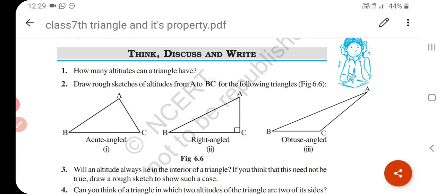Now what is a median? The line segment from a vertex to the midpoint of the opposite side is called a median. Okay, understand? Now altitude. The perpendicular drawn from a vertex to the opposite side is called an altitude. Okay, understand?